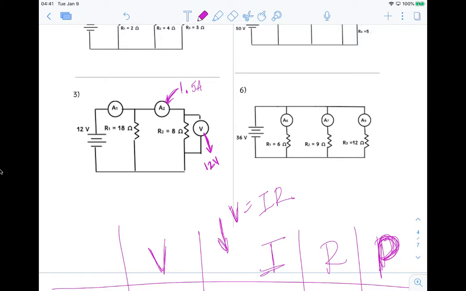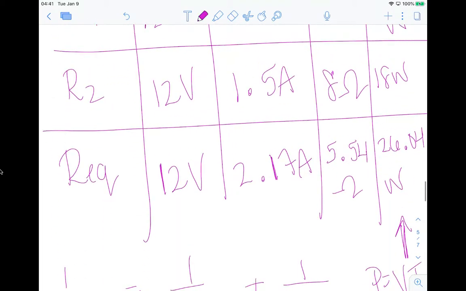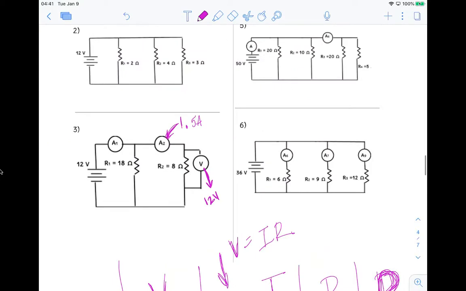Now, if you look at A1, as you start here, once the charge starts to move, it has the ability to either make a turn at this point or continue on and make a turn right over here. So it has the opportunity to pass through both resistors. And because of that, this current is going to read the total current in your circuit, which for this problem happens to be 2.17 amperes. So it's all in how the ammeter is placed in your circuit.